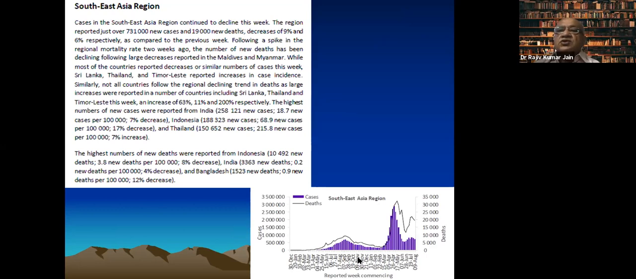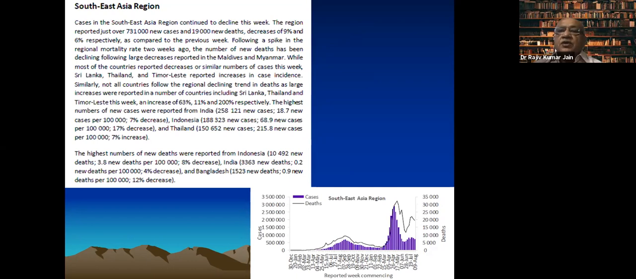While most of the countries reported decreases or similar number of cases this week, Sri Lanka, Thailand, and Timor-Leste reported increases in case incidence. Remember, these are new countries where cases are increasing. Sri Lanka, Thailand, and Timor-Leste. Similarly, not all countries follow the regional declining trend in deaths, as large increases were reported in a number of countries, including Sri Lanka, Thailand, and Timor-Leste this week. An increase of 63%, 11%, and 200%. 200% increase in Timor-Leste.